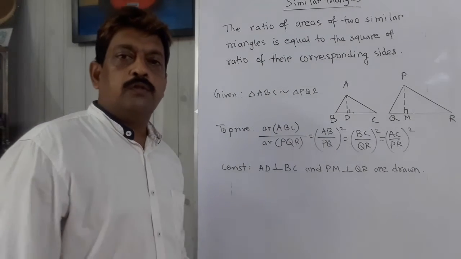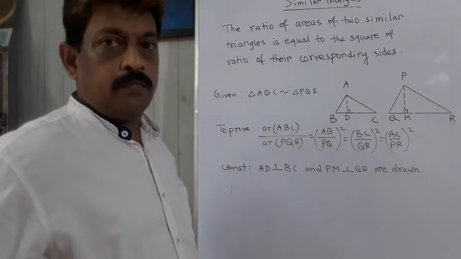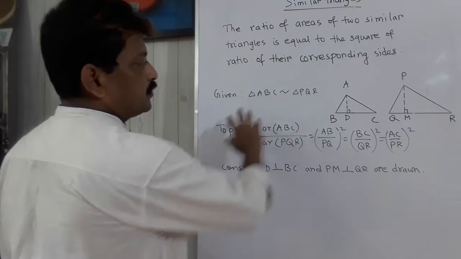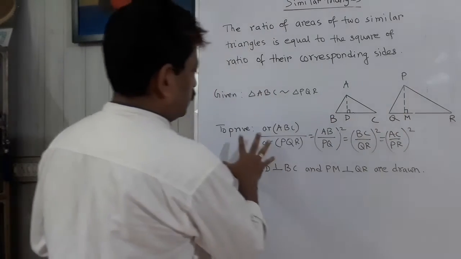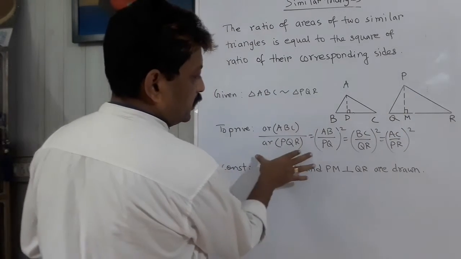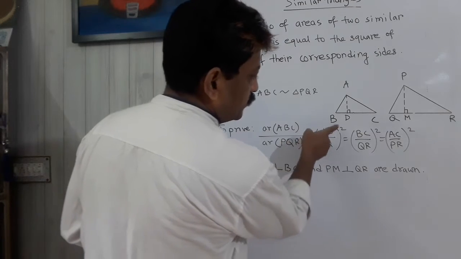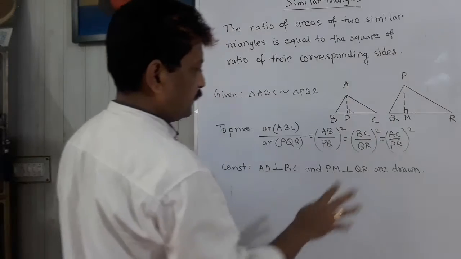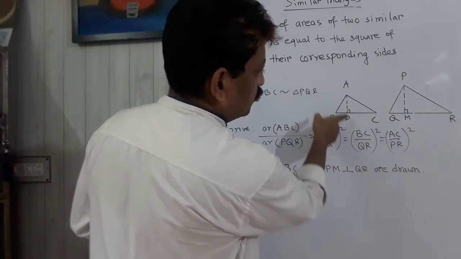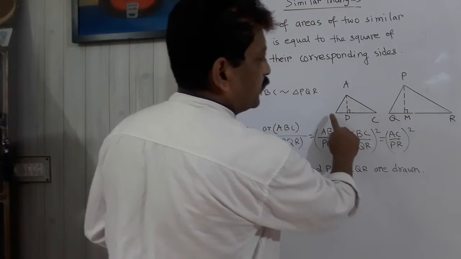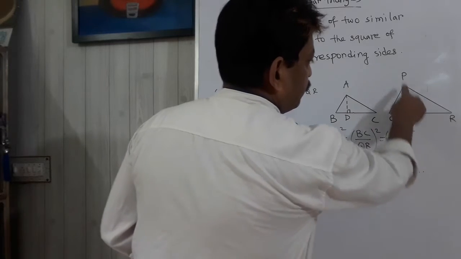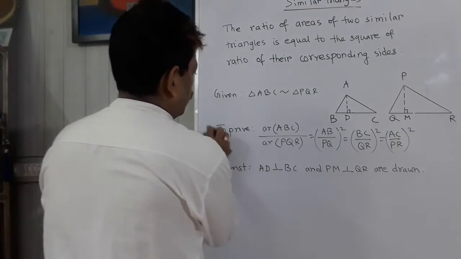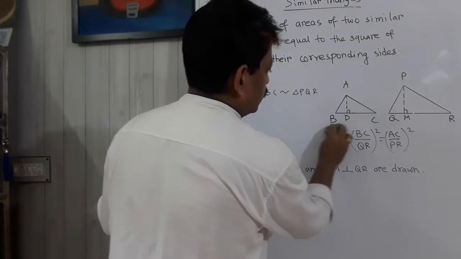Now we have to prove the main content. So I am erasing all this, just go through it. These two triangles are similar. We have to prove that area ABC upon area PQR equals to AB upon PQ whole square equals to BC upon QR whole square equals to AC upon PR whole square. And for that, two constructions are done. AD perpendicular to base BC and PM perpendicular to the base QR are drawn. Okay. So I am erasing all these things.